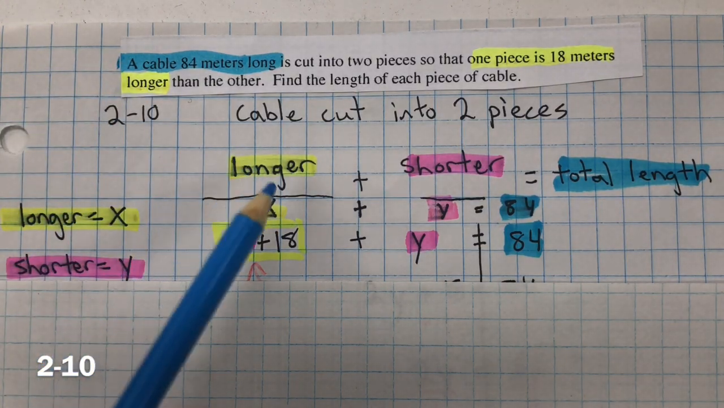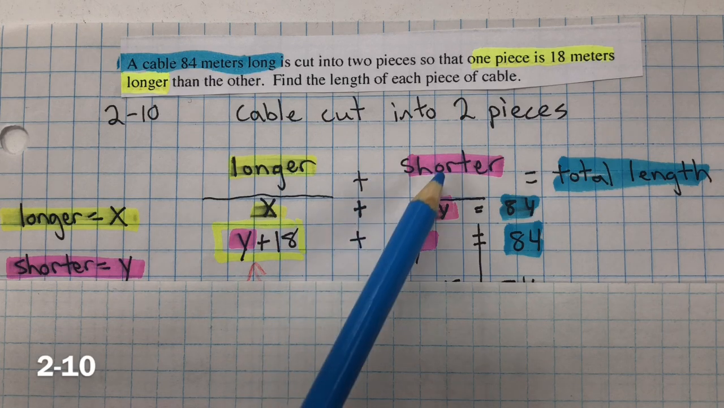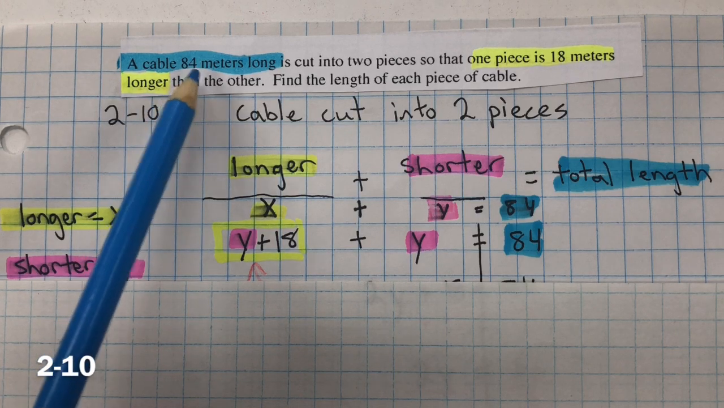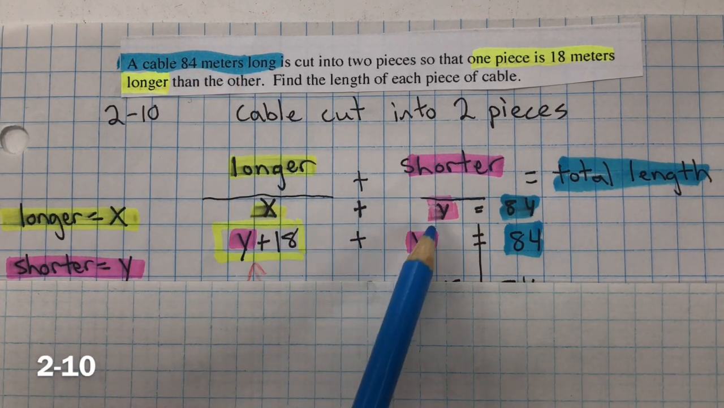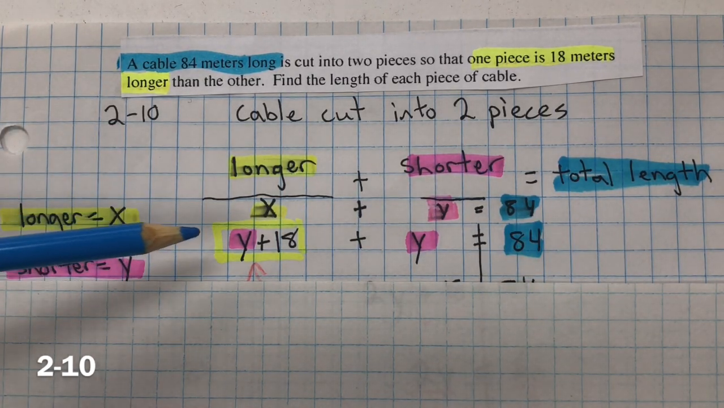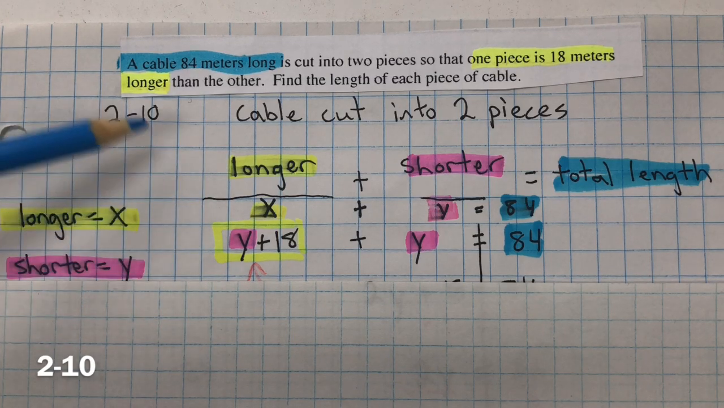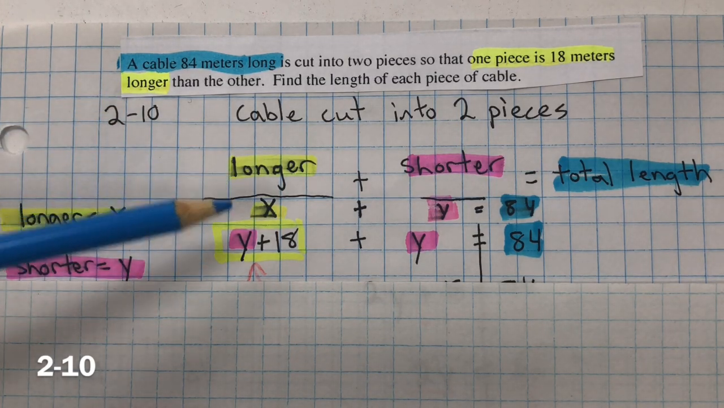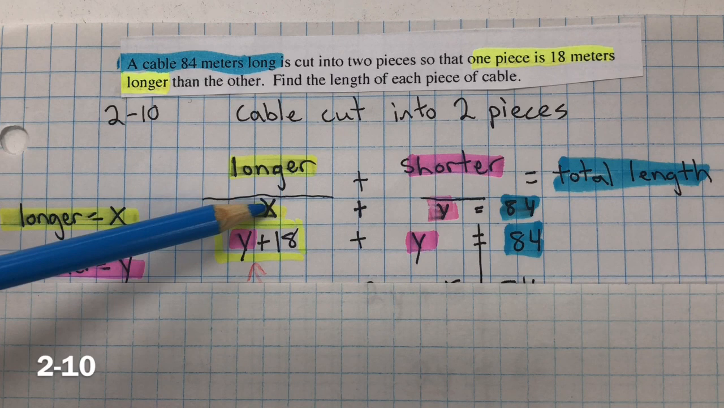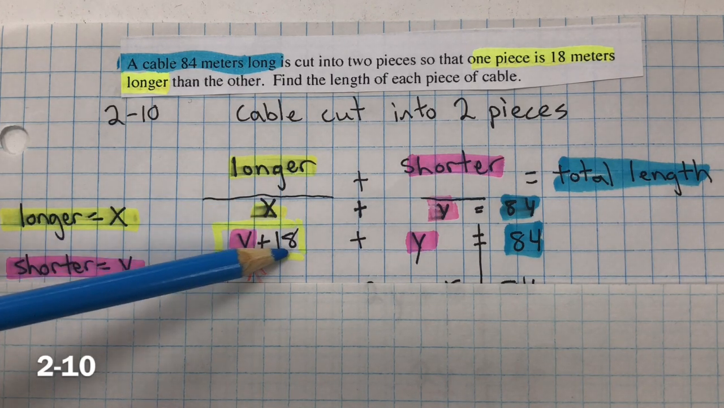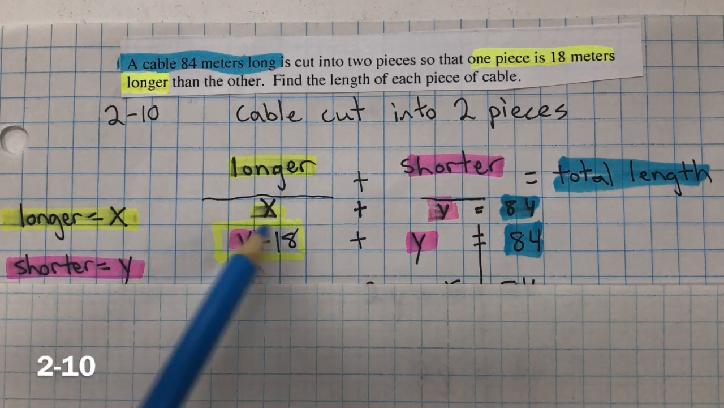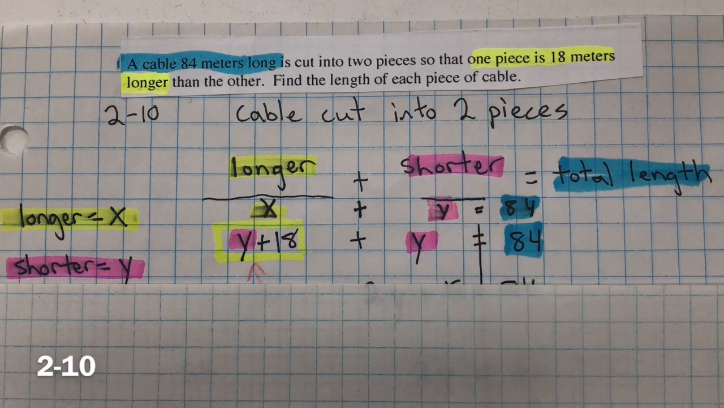And we know that the longer piece plus the shorter piece will equal the total length, and the total length of the cable is 84 meters. So x plus y is going to equal 84 meters. We know that the one piece is 18 meters longer than the other. So the longer one is 18 plus the shorter. So we have the longer piece is shorter plus 18. And then we're going to add the shorter piece. So here's the longer plus the shorter equals 84.